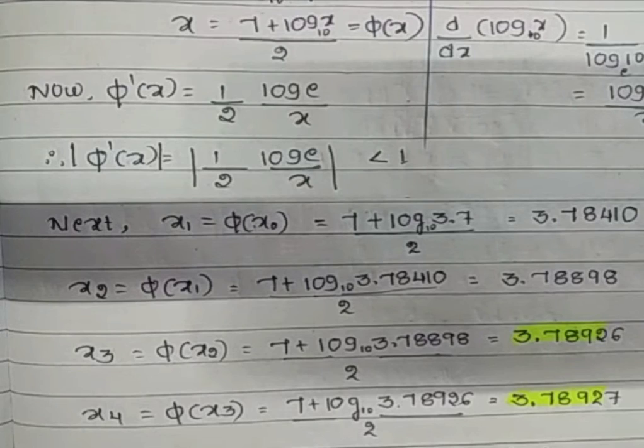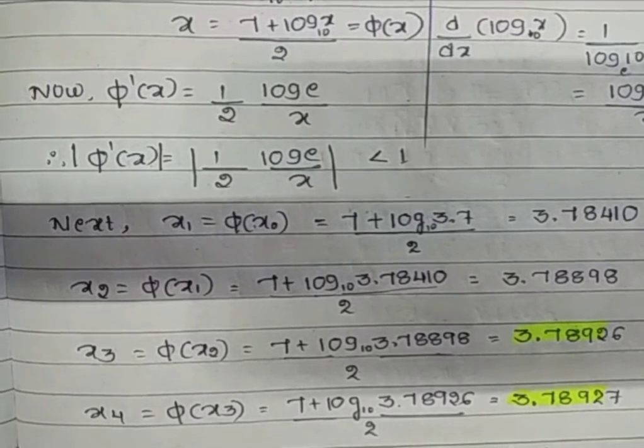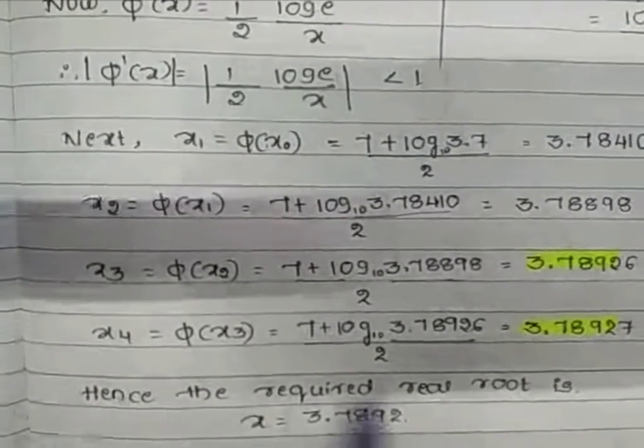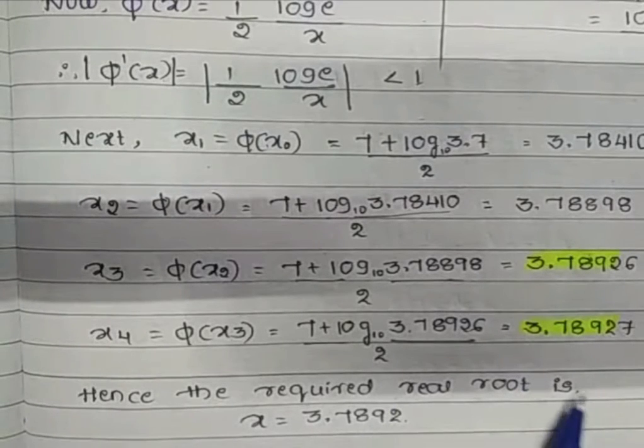Based on this we can write the conclusion: the required real root for the given transcendental equation 2x minus log x to the base 10 equal to 7 is x equal to 3.7892. So this is the required answer.